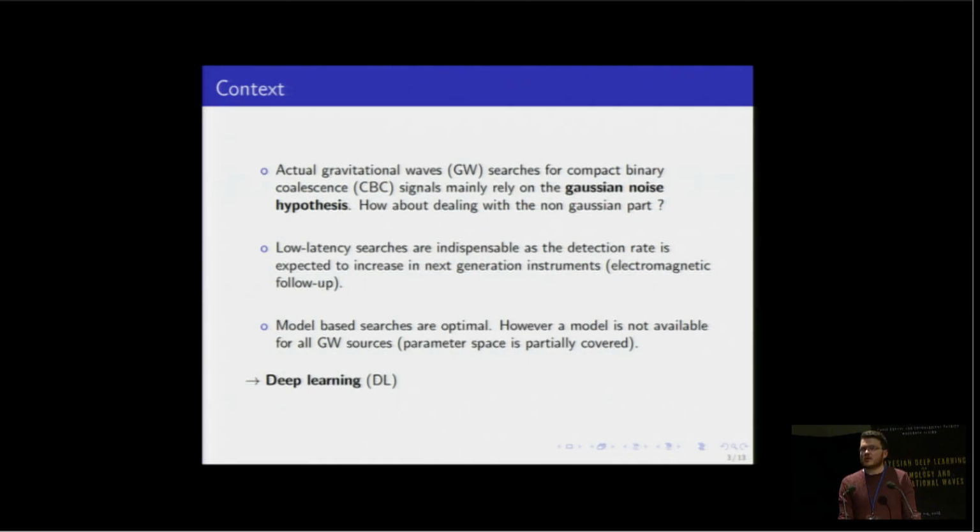And the models we have for model-based searches are optimal. However, the parameter space of the systems we are targeting is not fully covered, for example eccentricity or precession. And machine learning can maybe learn what we incorrectly assume in these models. So for all these reasons, deep learning is interesting. The Bayesian aspect comes after.